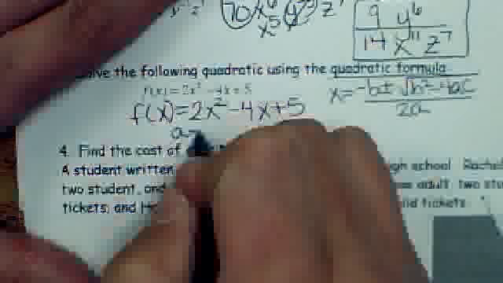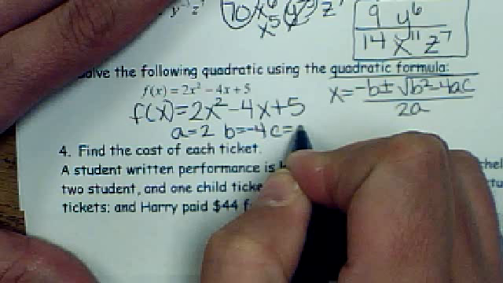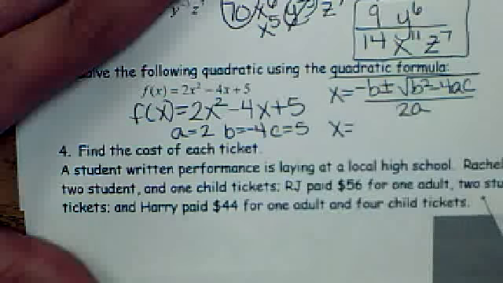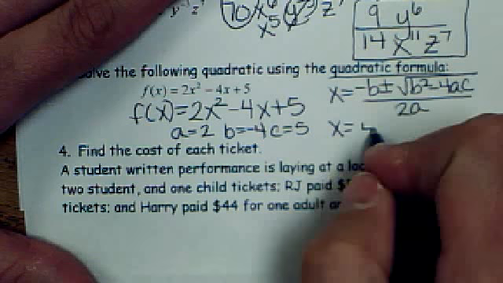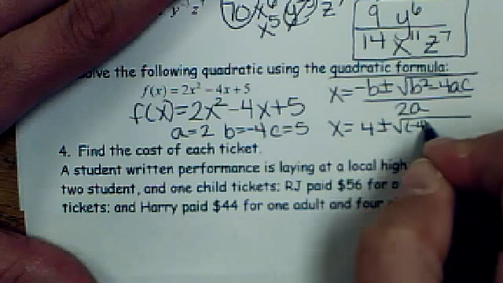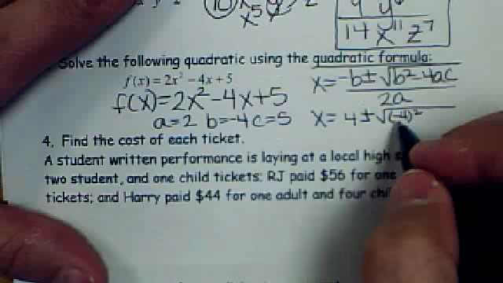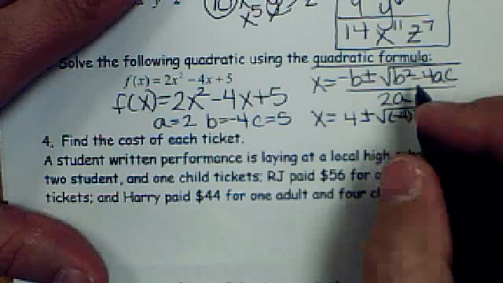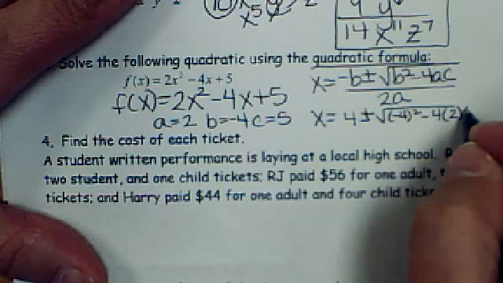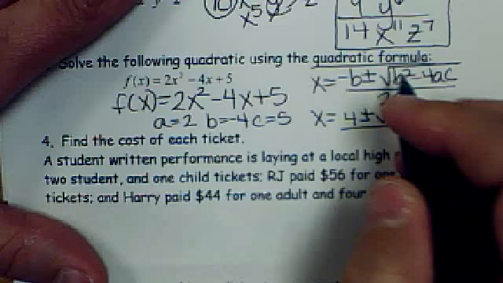So what's my A? My A would be 2, my B would be negative 4, and my C would be 5. So I'm going to plug that in. So when it's negative B, and I already have a B as negative, negative, negative makes positive, plus or minus the square root. Now notice that negative 4, I put it in parentheses because we have to square that whole thing. Not just the 4, we're squaring the whole negative 4, so use parentheses, minus 4ac, so negative 4 times 2 times 5, all over 2a, so 2 times 2.